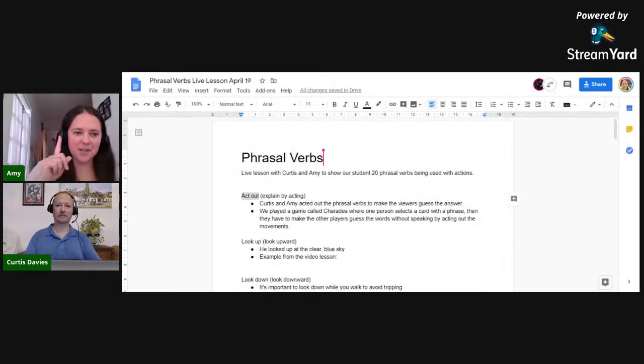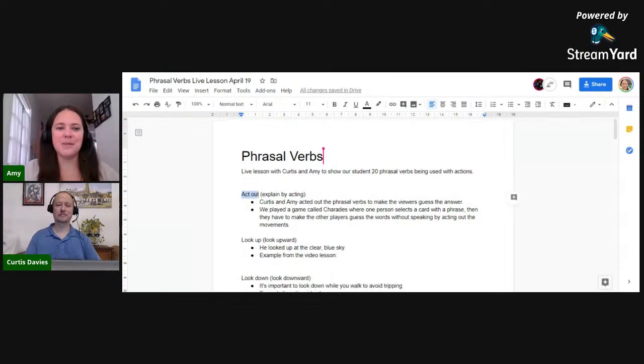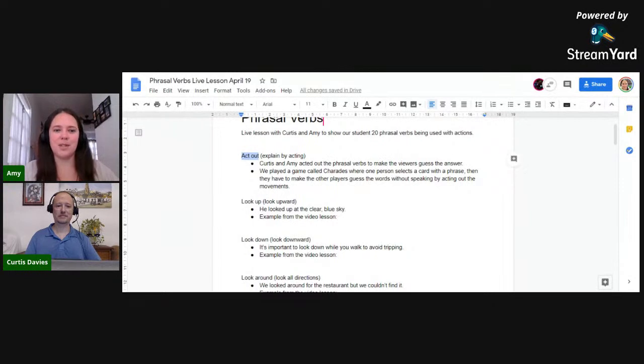So act out, phrasal verb number one. That one's actually tricky to use as an example. I tried to think of a couple of examples and it was quite difficult. So the one that we have here, Curtis, would you be able to read the example sentence? Okay. The example sentence is, we played a game called charades, where one person selects a card with a phrase, and then they have to make other players guess what the words are without speaking by acting out the actions and the movements. And so that's the first sentence there. Exactly. So you actually mentioned charades as you were trying to explain it, free-flowing.